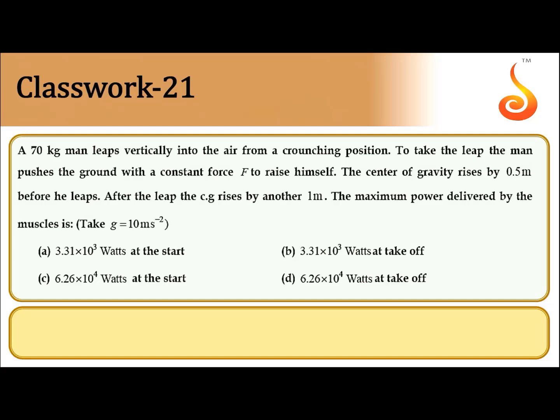Let us see. Now, if you consider the power dissipated, how do we find it? The power dissipated is work done divided by time. Work done is nothing but the increase in potential energy, so I will write it as mgh. What is that? m is 70, g I will take as 10, h is 1.5. How is it 1.5?